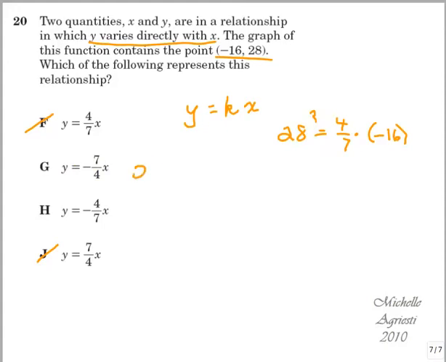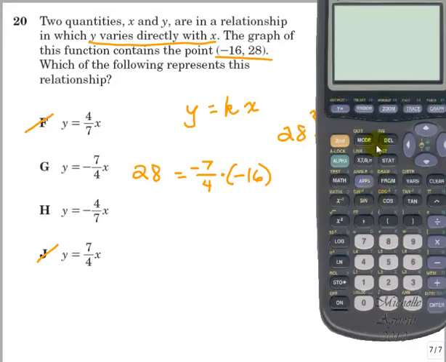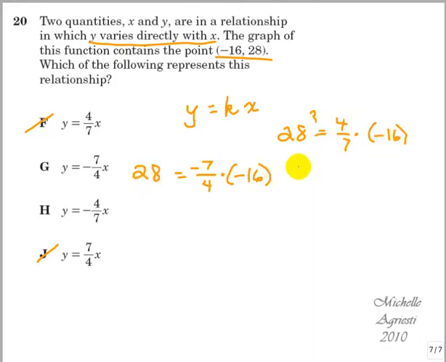Y, which is 28, is it equal to -7/4 times x, which is -16? Let's just bring in the calculator. -7/4 times -16. We get positive 28, and it works.